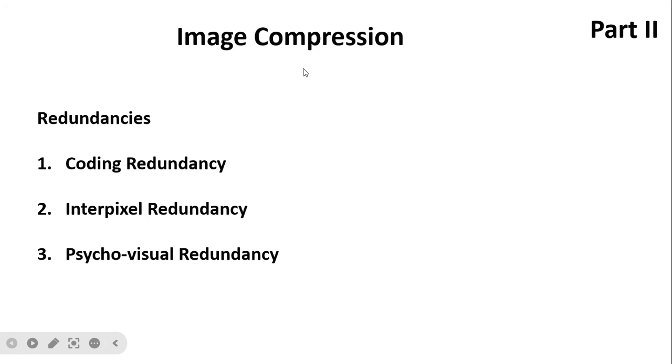Topic of this video is image compression. This is the second video on this topic. In this video, I am going to discuss various types of redundancy present in an image, mainly coding, interpixel and psychovisual. Now let us start.